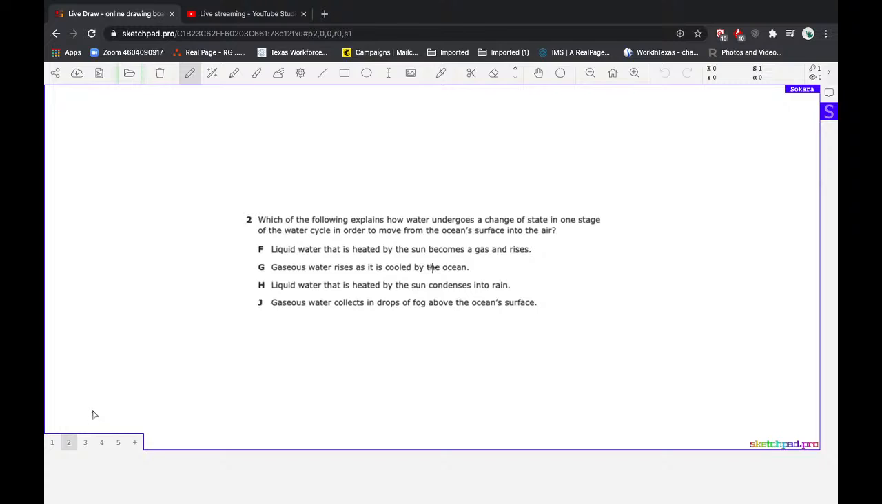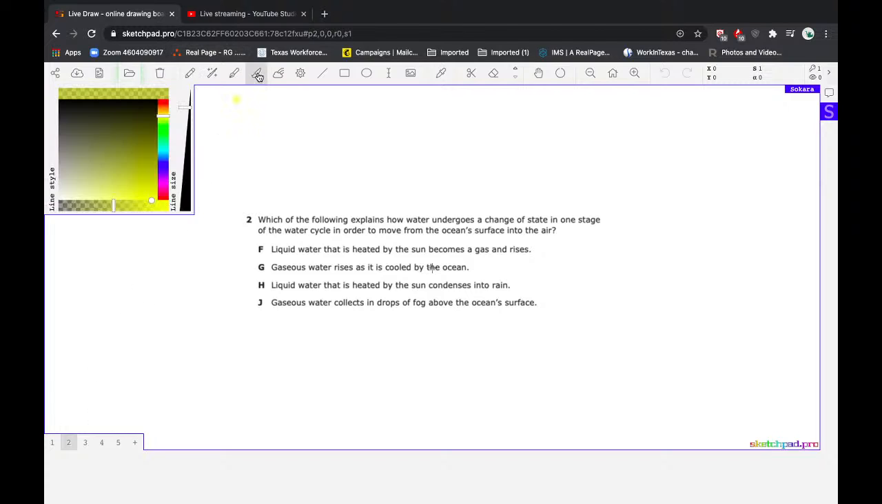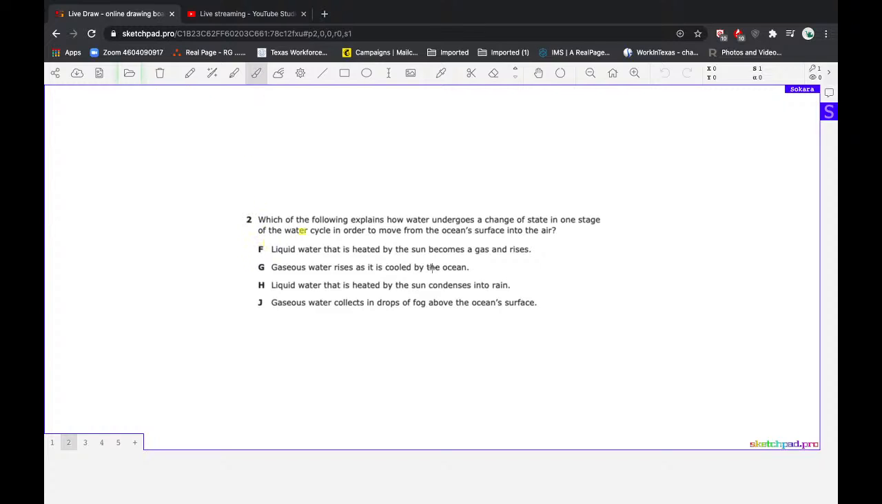So here's the first question, and as we always do, let's highlight key information. The question is, which of the following explains how water undergoes a change of state in one stage of the water cycle in order to move from the ocean surface into the air? Okay, now we'll use the process of elimination to figure out our answer.